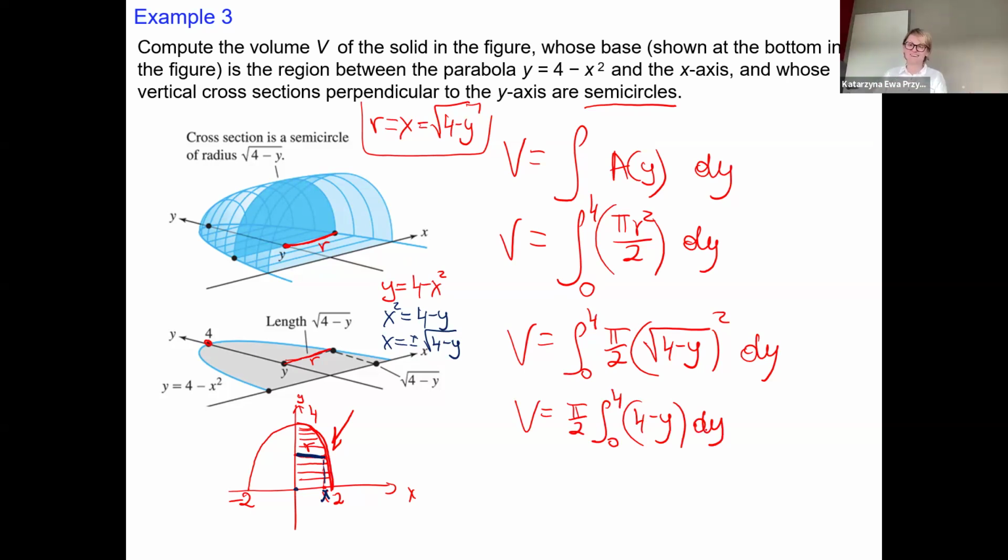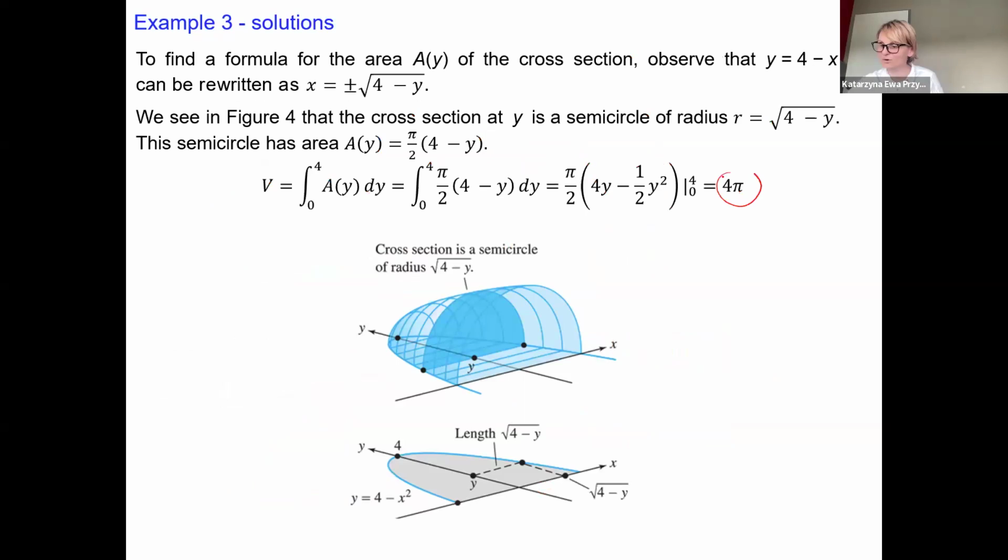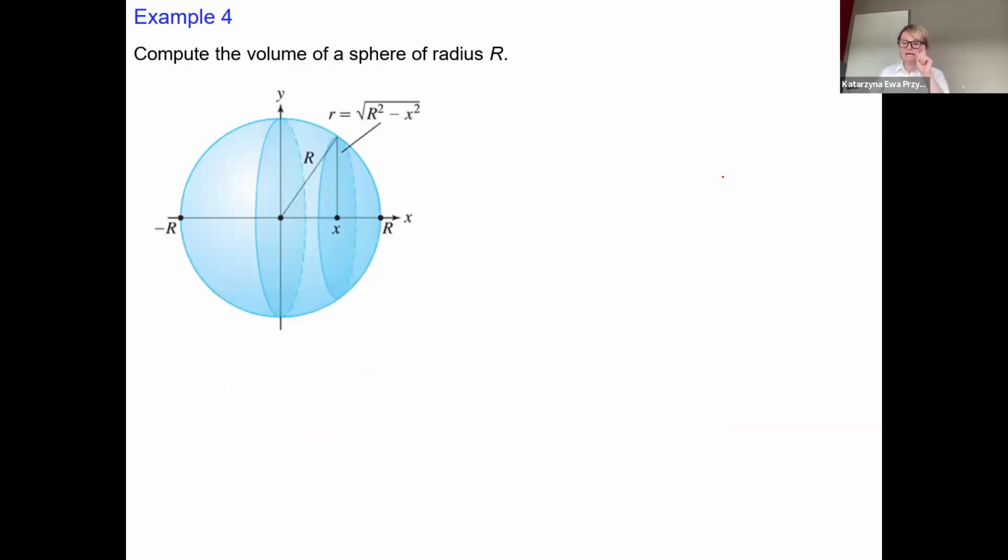Now I can leave it for you. You can integrate because it's just the integral of 4 and the integral of y with respect to y. Let's set up the other one. We can see how really nice that was. Okay, let's look at the next one. The answer is 4 pi. You can try, I know that you can. I can leave this one for you.